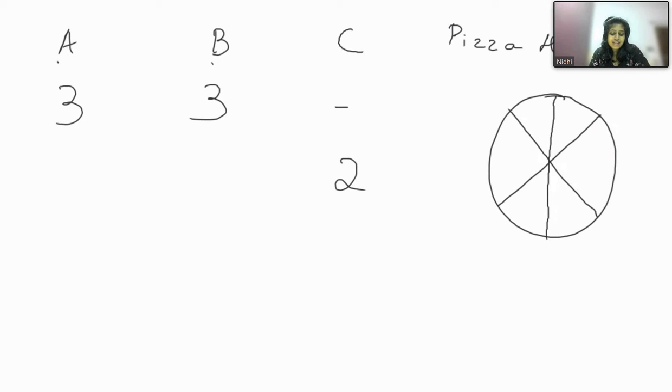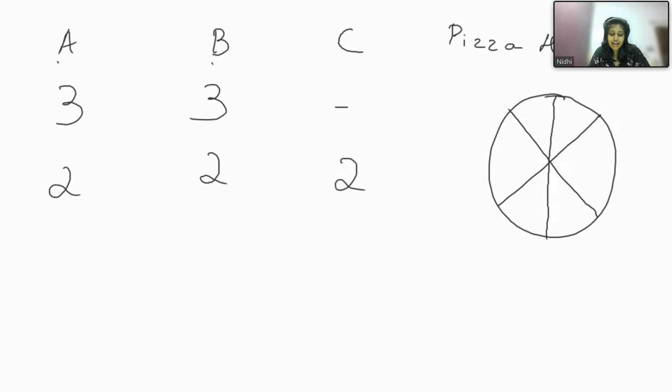Now how many slices did A have before C came along? A had 3 slices. But after giving 1 slice to C, A is left with 2 slices. B also had 3 slices before C came along, but after C came along, he gave 1 slice to C. So he is left with 2 slices. This is the concept of new profit sharing ratio and sacrificing ratio.